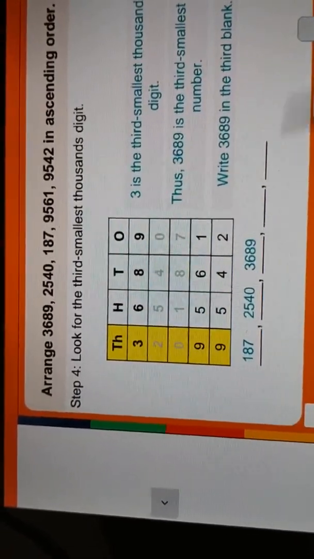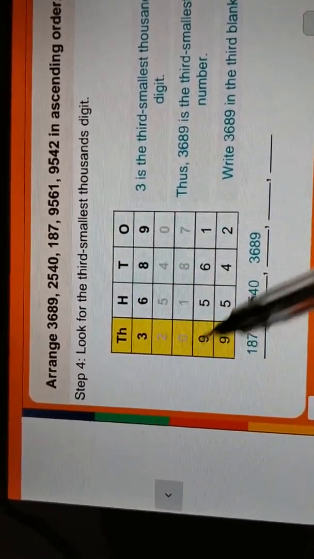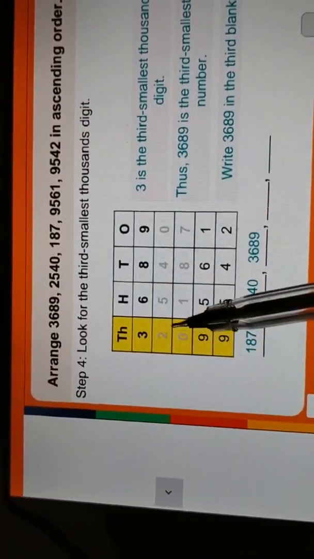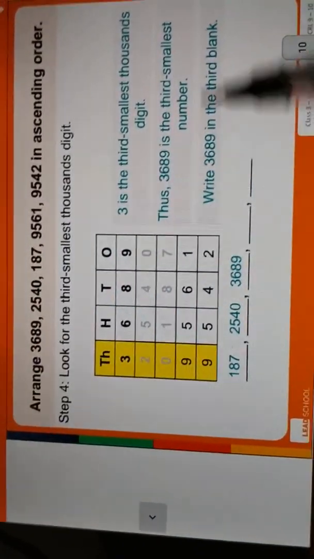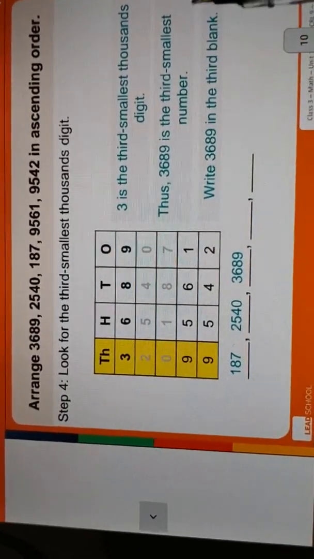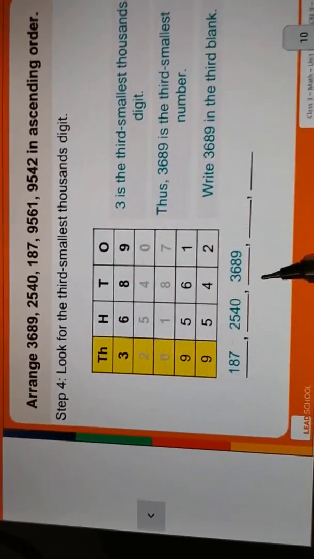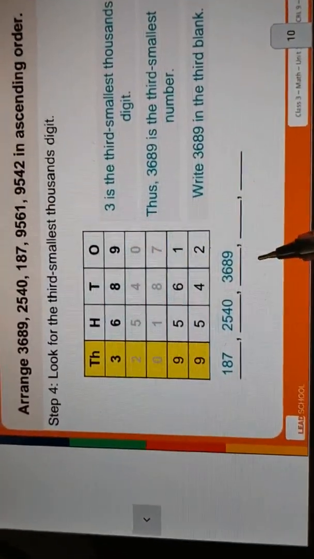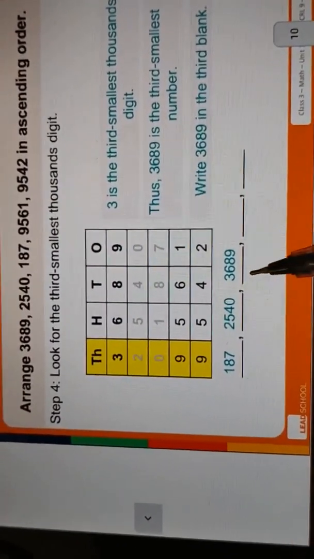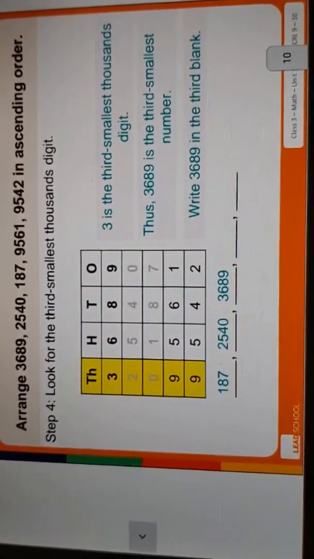And then again we have to see the smaller digit. So 3 is the third smallest 1000 digit. So we have to write 3689 in the third blank.